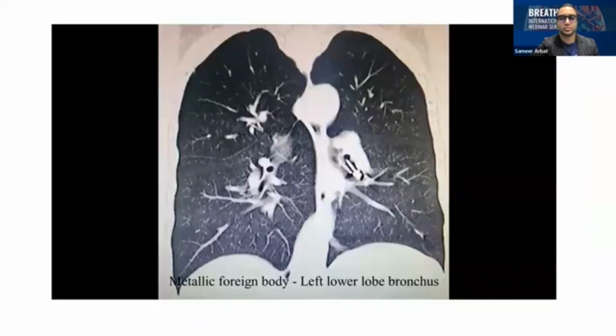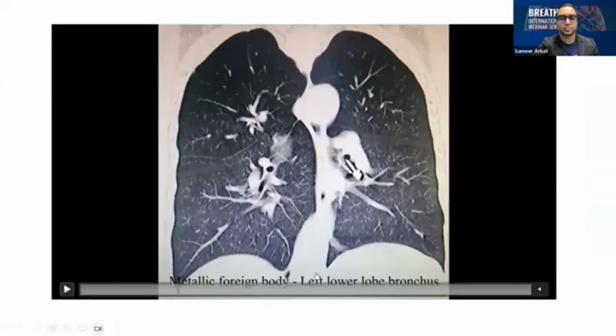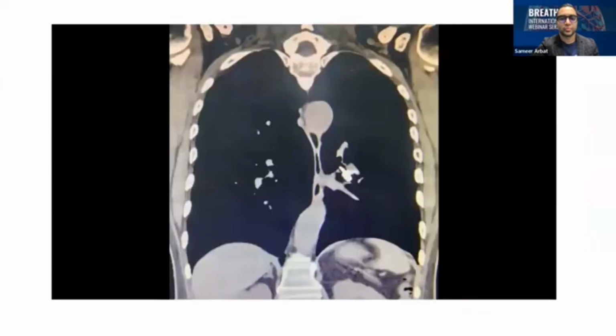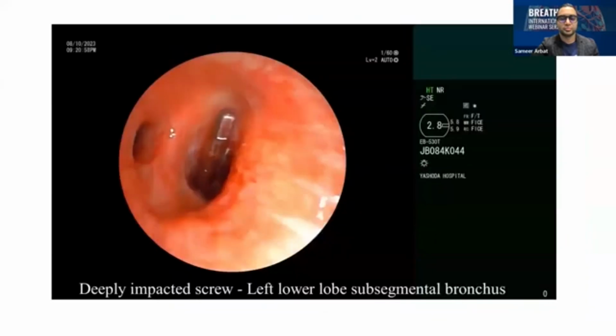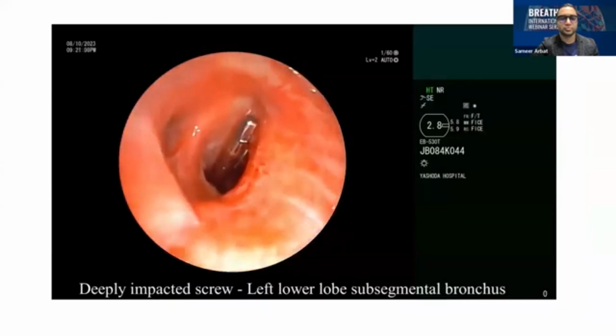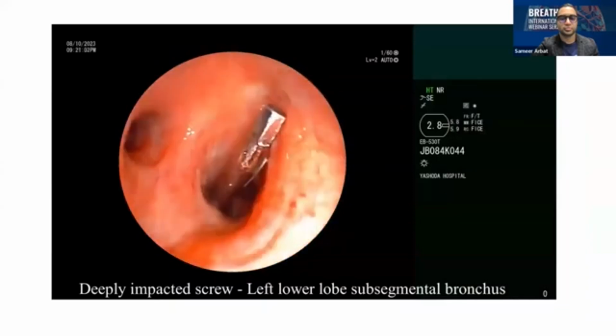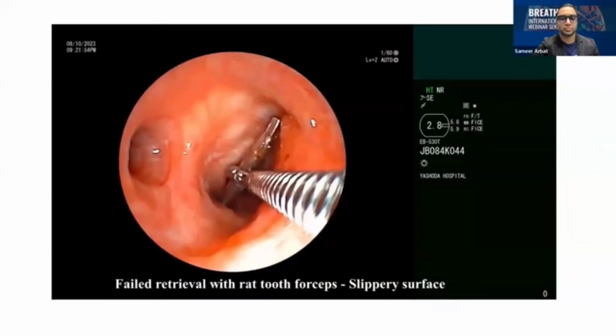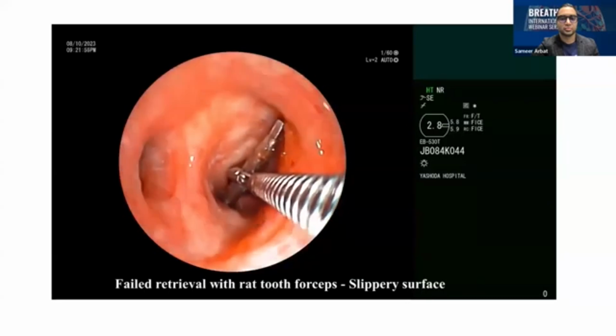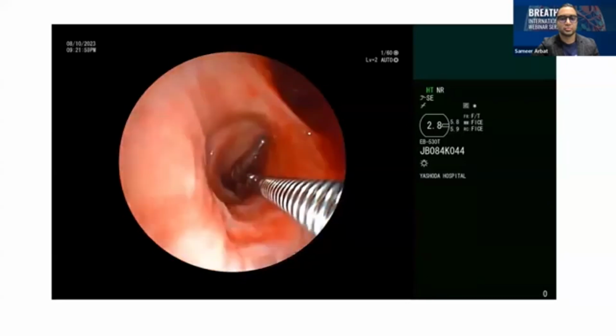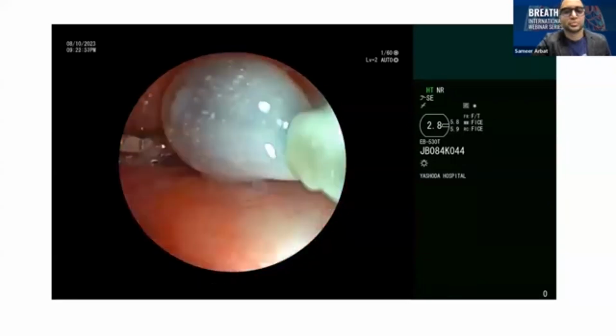However, the major role is in the management of a foreign body. For example, this patient had a dental screw which went inside during a dental procedure, and now you can see that the dental screw has gone and got deeply impacted into the left lower lobe. Initially, we tried to remove it with a rat tooth forceps. We were not able to remove it because it got deeply impacted.